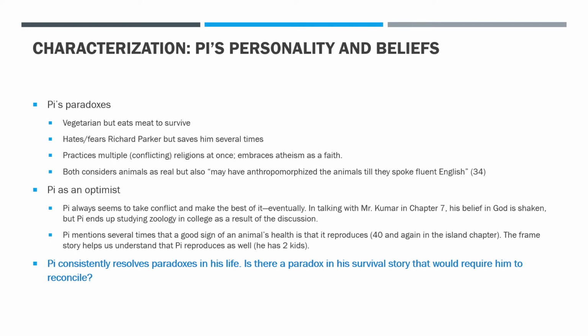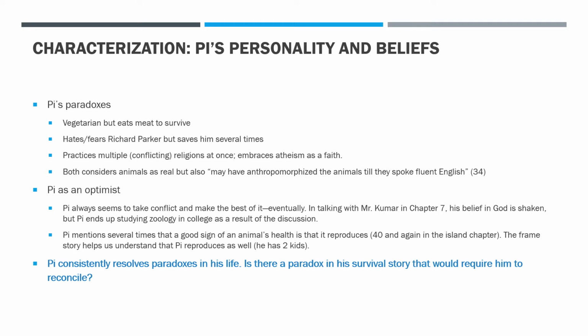There's lots and lots of paradoxes surrounding Pi. He's a vegetarian, but he ends up eating meat. He hates and fears Richard Parker, but also saves him several times, and is actually sad when Richard Parker leaves unceremoniously. Pi obviously practices multiple religions at once, and these religions have inherent contradictions, right? You can't believe both things because they're saying opposite things. He also embraces atheism as a faith, as well as all the sciences. And he considers animals real, yes, they're real, they're dangerous, they're not humans, but he does admit that he may have anthropomorphized animals until they spoke fluent English and complained about things and whatnot. So he's a walking contradiction.